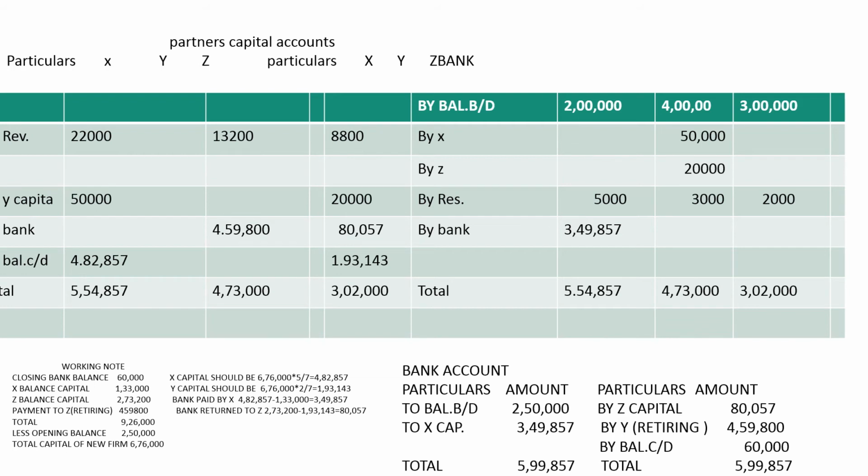Now we are having partners' capital account, particulars X, Y, Z, particulars X, Y, Z. By balance b/d, under X 2 lakh, under Y 4 lakh, under Z 3 lakh. By X capital, under Y 50,000. By Z capital, under Y 20,000. By reserve, under X 5,000, under Y 3,000, under Z 2,000. By bank, X has shortage of capital 3,49,857.